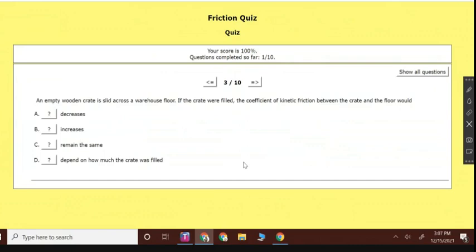Now, if they said you put oil on the floor, well, that'll change it. Or you put wax on your skis, that will change it. That's a trick question. Coefficient of friction is the roughness number.